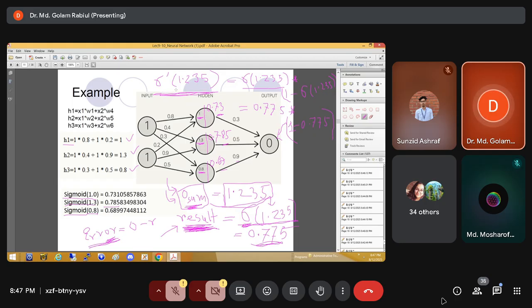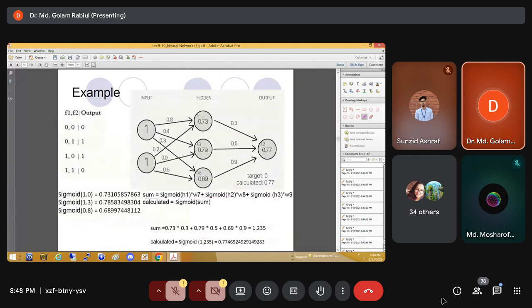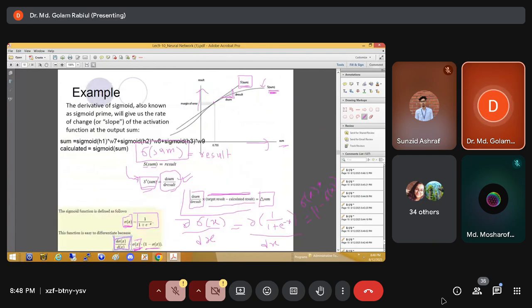So it's easy to calculate the derivative if we know the sigmoid. If we know the sigmoid, then the derivative of the sigmoid will be that sigmoid times 1 minus the sigmoid. So there is no need to calculate anything more. Utilizing the sigmoid, we can find the derivative of the sigmoid also.